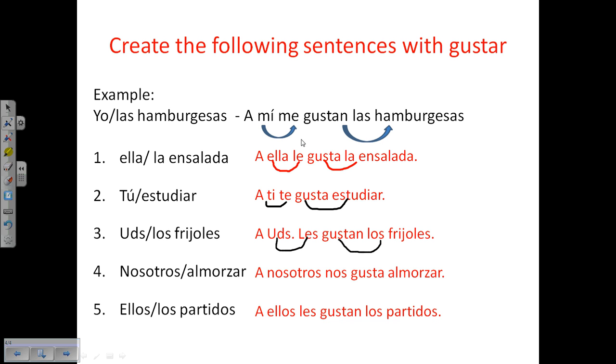You have to have the indirect object pronoun in there always. A nosotros goes with nos. Okay, a nosotros is telling you that you have to put nos there. And gusta goes with almorzar, because almorzar is an unconjugated verb. You can't have two verbs next to each other in the same thought. Okay, so the only time it's plural is if what's right after it is plural. The rest of the times it's singular. Ellos goes with les. Gustan goes with los partidos. So make sure you write down any questions that you have, and then we will start practicing this tomorrow in class.